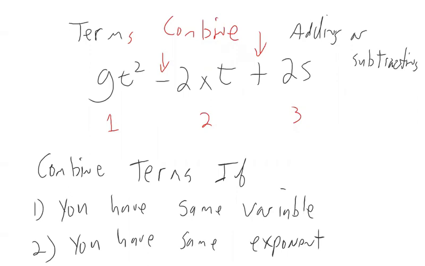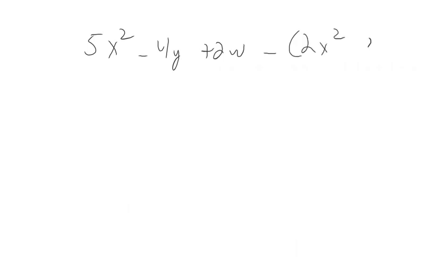So, if we have 5x squared minus 4y plus 2w minus 2x squared minus 3y minus w. If I look at my terms, I have 1, 2, 3, 4, 5, 6 terms, which is currently how this algebraic expression is written. Now, if I use the commutative property, I can rearrange these things.